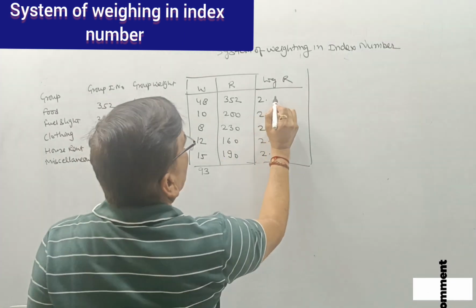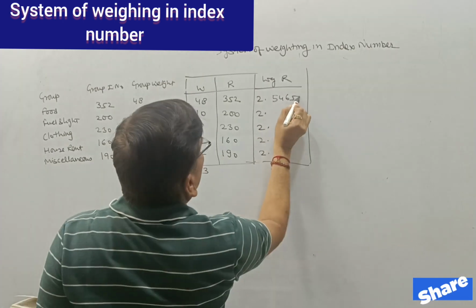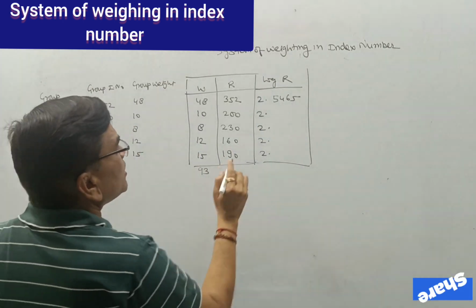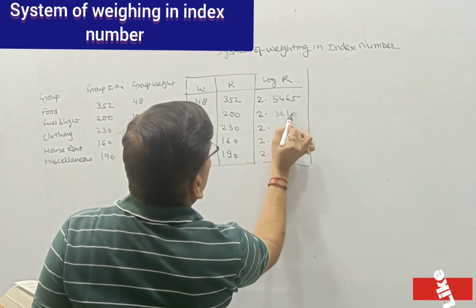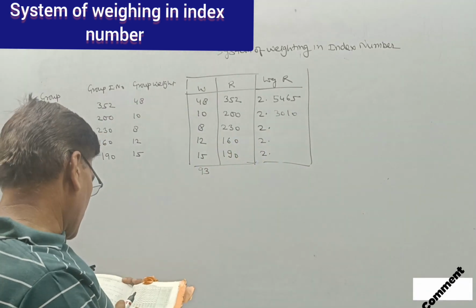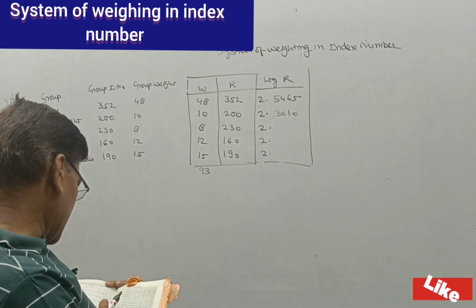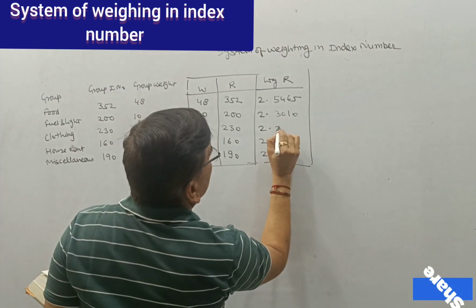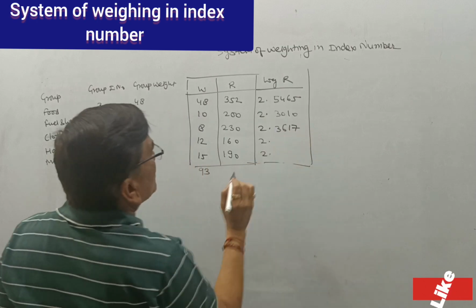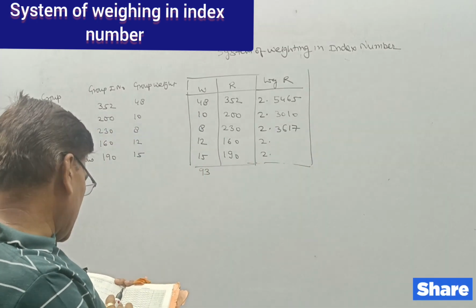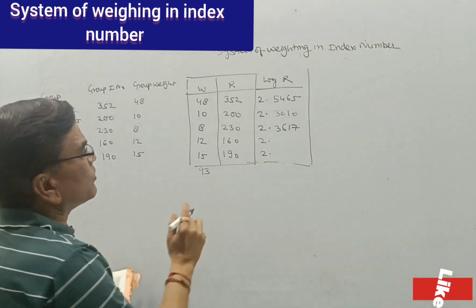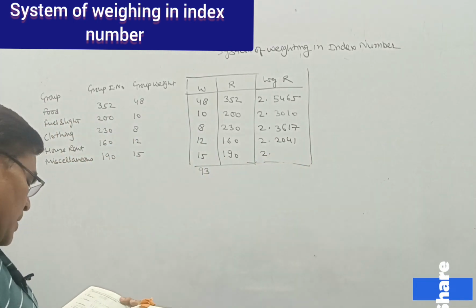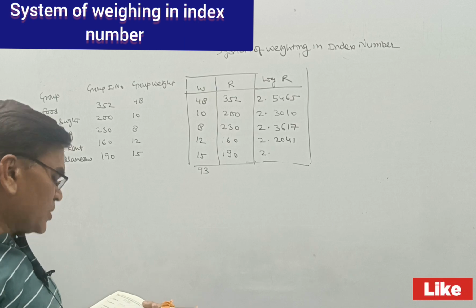So 35 with difference 2 gives 5465. For 22 at 0 it is 3010. For 23 at 0, that is 3617. For 16 at 0, that is 2041. And for 19 at 0, that is 2788.